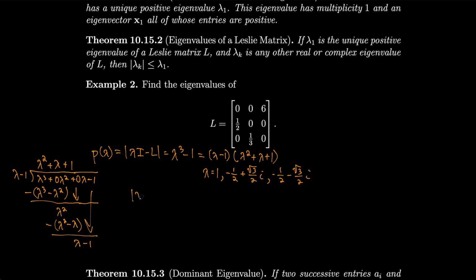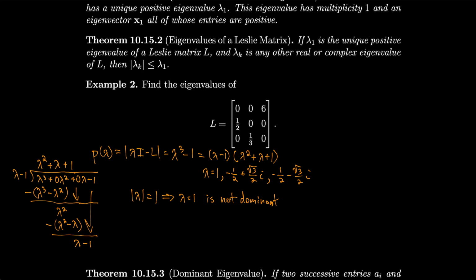So all of these eigenvalues have absolute value of lambda equal to 1. So that means that lambda equals 1 is not dominant because it's not strictly greater than any of the other eigenvalues. So this is an example of a potential Leslie matrix that doesn't have a dominant eigenvalue, which is a problem for us.